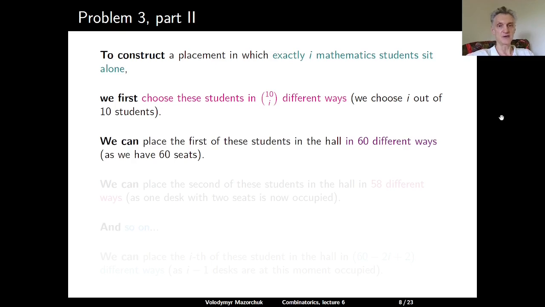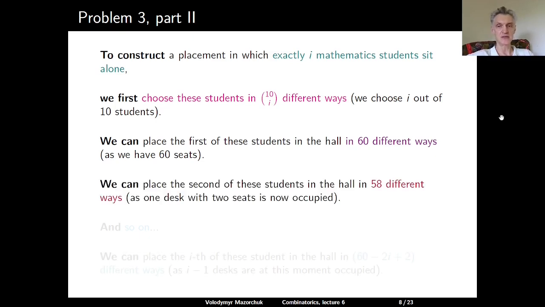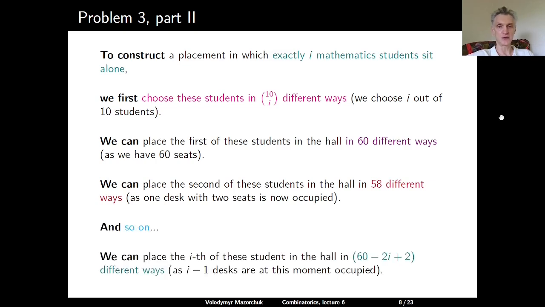We can place the first of these students in the hall in 60 different ways because we have 60 seats. We can place the second student now in 58 different ways because one desk is now occupied and these students should sit alone. So we only have 58 different ways to place the second student, and so on. We can place the i-th student in the hall in 60 minus 2i plus 2 different ways because i minus 1 desks are now occupied.